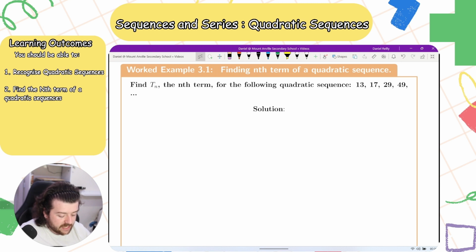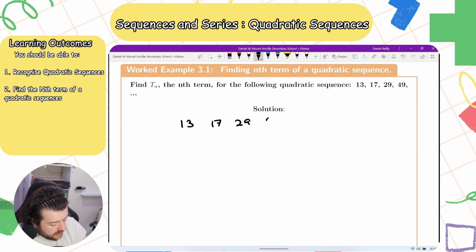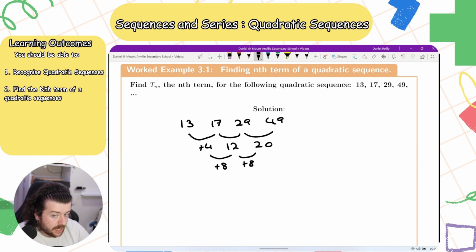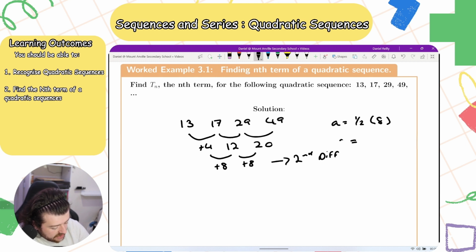So find Tn, the nth term for the following quadratic sequence: 13, 17, 29, 49, etc. The first differences are 4, 12, and 20. But if you look here, my second difference is 8. So it's a quadratic sequence, as my second difference is constant. So a is equal to half my second difference, half of 8, so a is equal to 4. So I'm going to have Tn equals 4n squared plus bn plus c.